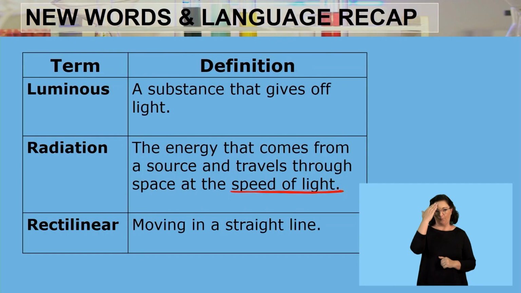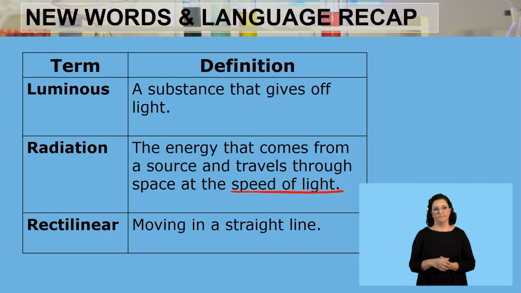And we do know that nothing travels faster than the speed of light. Nothing travels faster than light because it is the fastest thing that we can ever perceive. We also used the word rectilinear to say that if something is moving in a straight line, it's said to be rectilinear propagation, moving in a straight line in a forward direction.